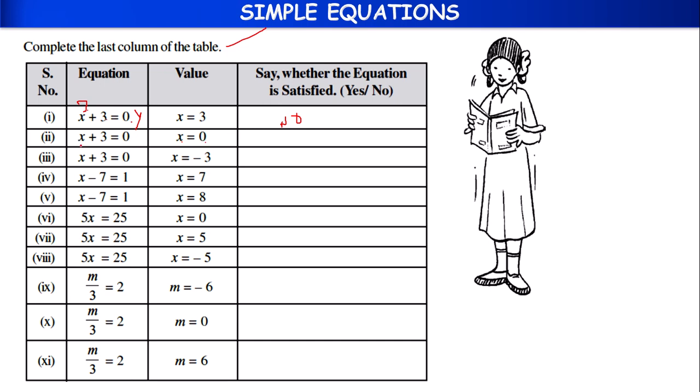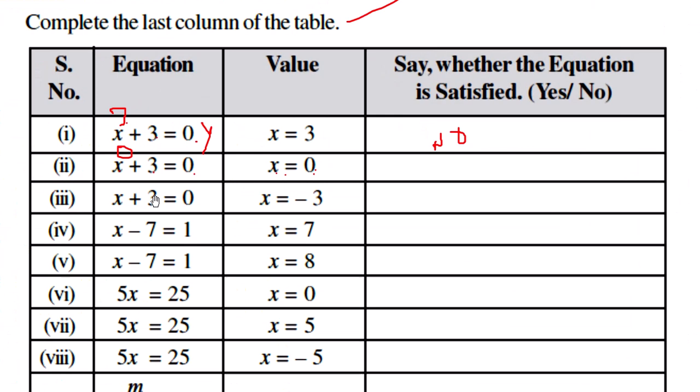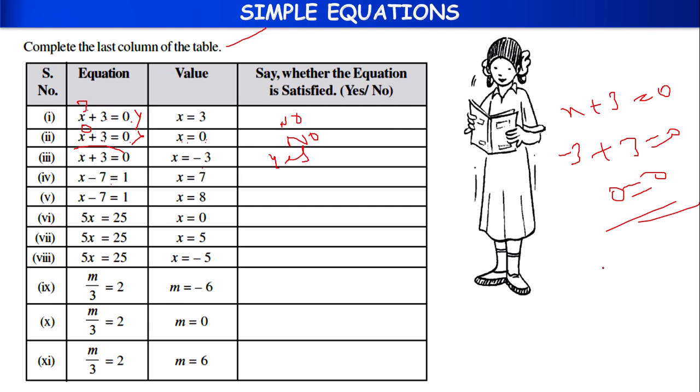x equal to 0, x plus 3 equal to 0. In the place of x, if you keep 0, 0 plus 3 is not 0. Wrong. No. If you keep minus 3, x plus 3 equals 0, minus 3 plus 3 cancel. 0 equal to 0. Satisfied. Yes, it is satisfied. Next.